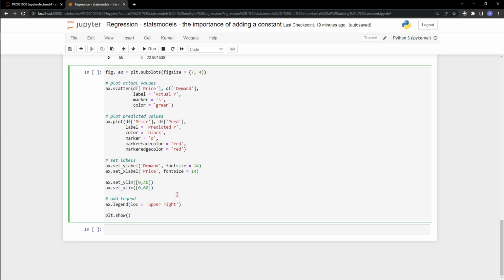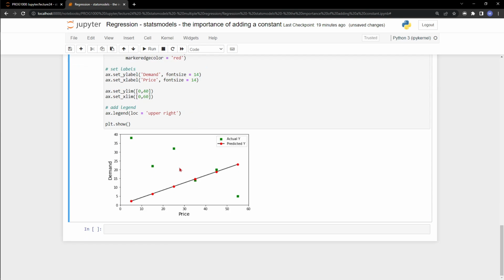So then we just run this, and we see that, well, instead of this downward sloping line, we actually have this upward sloping line which goes through the origin. And you see that our predicted demands for specific prices, they are vastly different from the actual demand which is observed in the market. So this is why you should include the constant term in your regression.